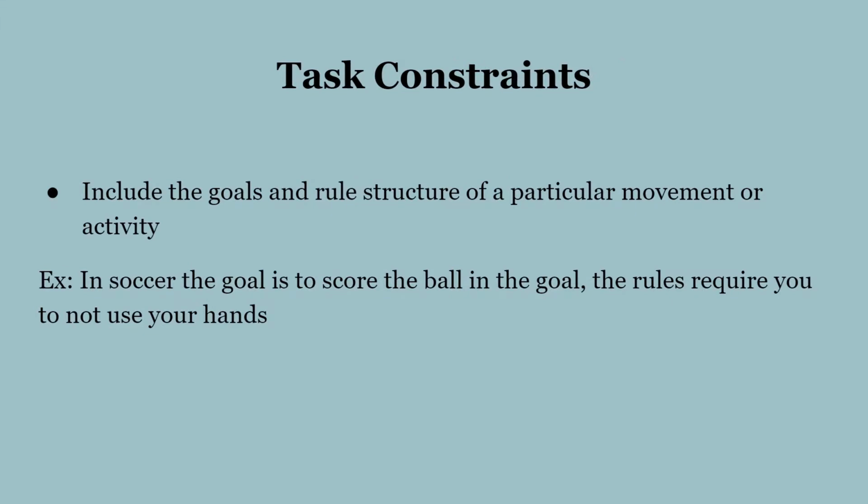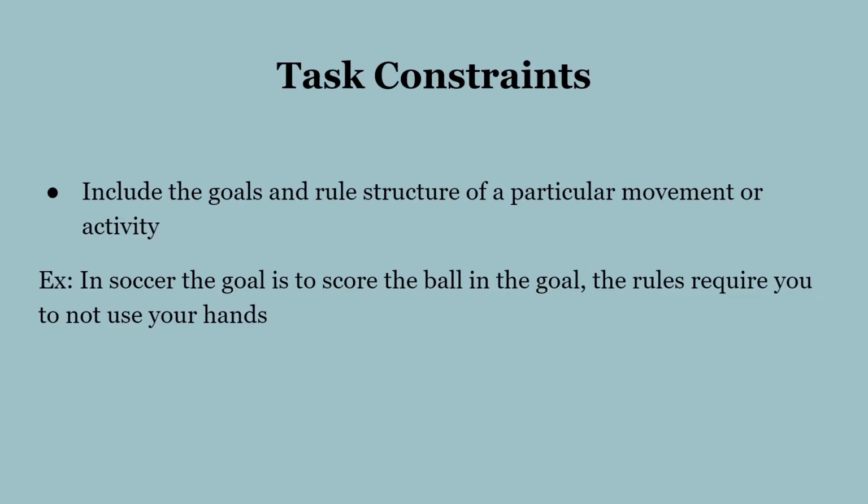Next is task constraint, and they include goals and rules, and structures of a particular movement. For example, in soccer, the goal is to score the ball in the goal. And the rule requires you not to use your hand. So the task is to score the goal without using your hand. So that is a task, and to achieve that goal, you have to move a certain way. You have to dribble the ball to pass it to the defender. You have to dribble the ball to get around your defender. So the way you move is different in order to achieve that goal, which is to score.